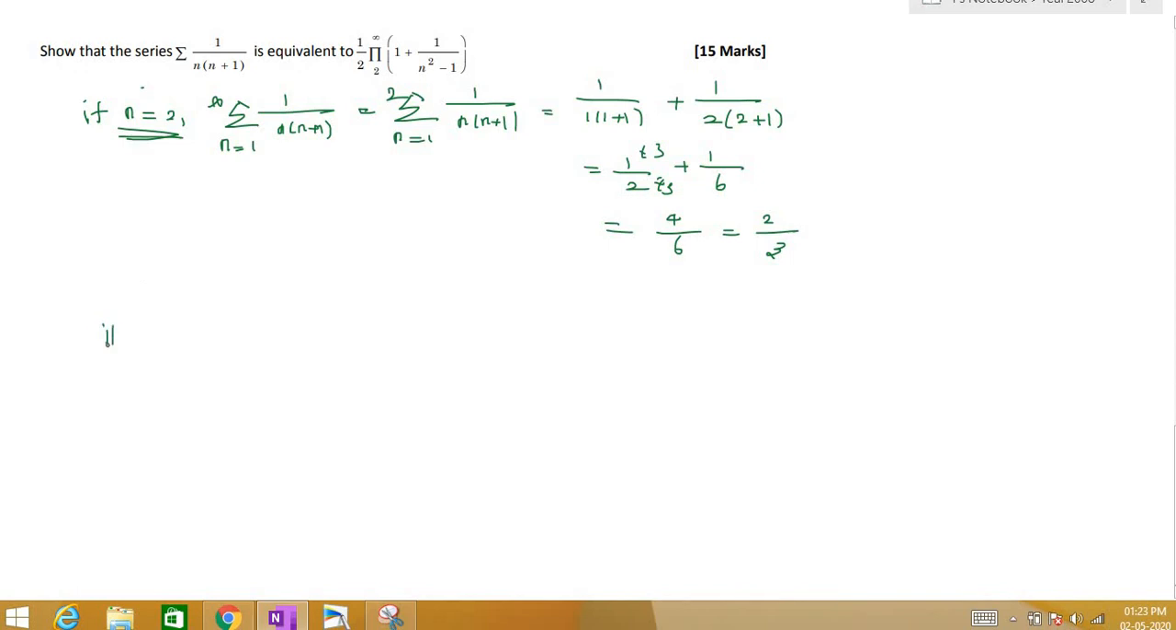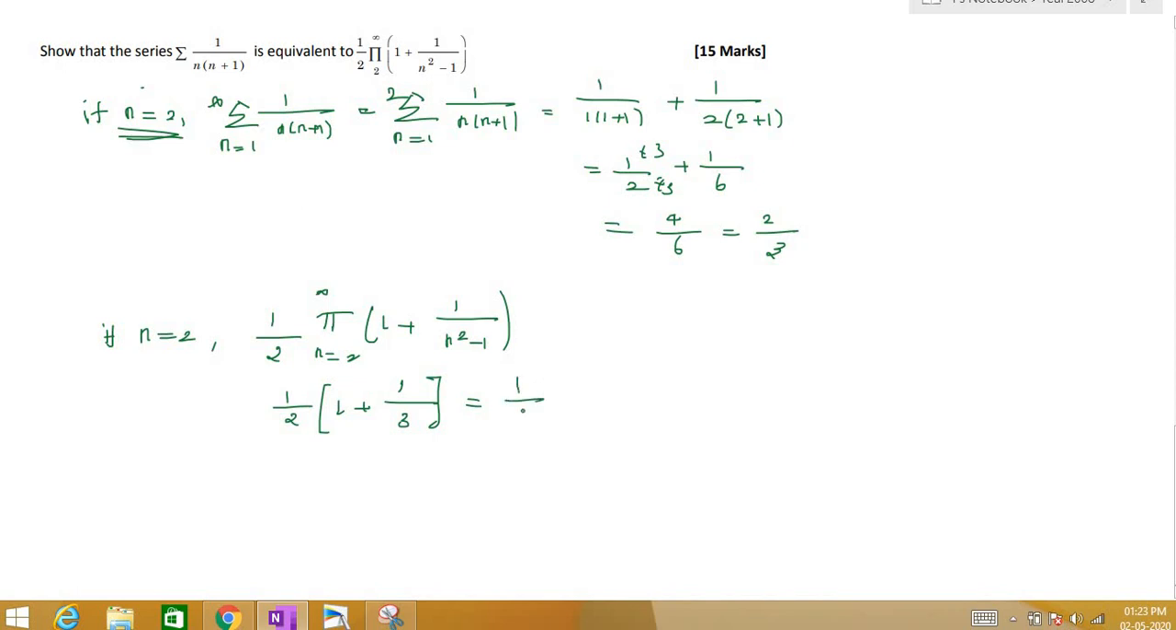What will happen if n is equal to 2 for the product, that is 1 by 2 into product? That means you have to multiply all the terms: 1 plus 1 by (n square minus 1). If n is equal to 2, we will have 1 by 2. If I substitute 2 here, I'll have 1 by (2 square minus 1), so it will be equal to 3, and it will be 1 by 2 into (3 plus 1 by 3), which is 4 by 3. If I cancel these terms, it is equal to 2 by 3. So you can see that both answers are equivalent. This is for a specific case.